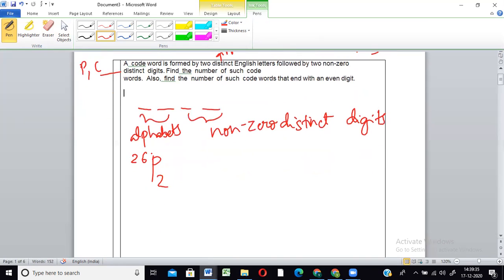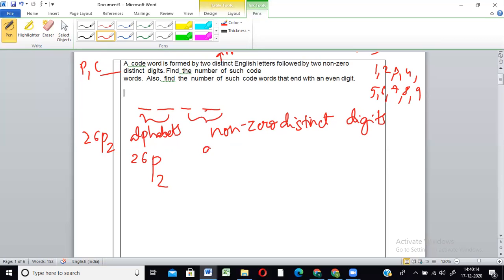So now we have to find the value of 26 P2, for the first two blanks. We can do the calculation a little later. First, let us write how we fill the blanks. The next two blanks consist of non-zero distinct digits. Distinct digits means all different digits. How many digits do we have? From 0 to 9 we actually have 10. But as it is said, non-zero means you cannot count 0. So the other digits are 1, 2, 3, 4, 5, 6, 7, 8, and 9. So we have 9 total digits now, because we're excluding 0.